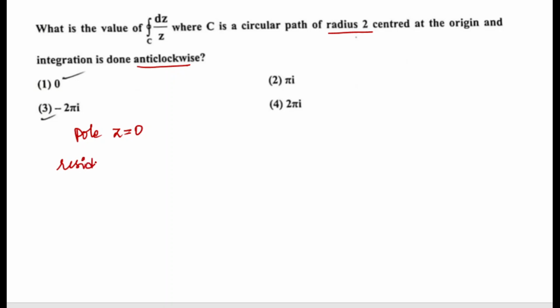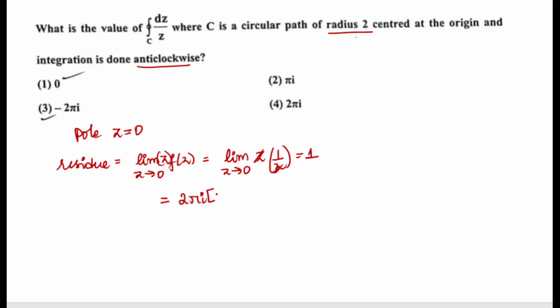Now find the residue. The residue is the limit of z tends to 0 of z into f of z. So z into f of z is z into 1 divided by z. The z gets cancelled, so the value will be 1. So the formula is 2 pi i into the sum of the residues, which is 1. They have given the anti-clockwise direction, which means the formula remains the same, no need to put the negative sign. So which option is the right option? The fourth option is the right option, that is 2 pi i.